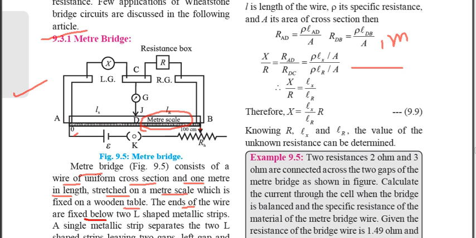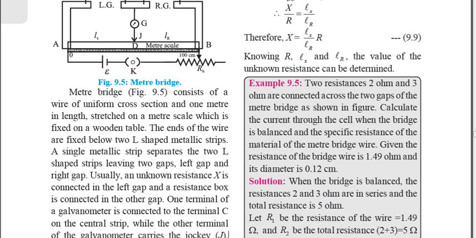So the ends of the wire are fixed below two L-shaped metallic strips. Okay, so that wire will be stretched and fixed below the two L-shaped metallic strips, and then a single metallic strip separates the two L-shaped strips, leaving two gaps. So the single metallic strip separates the two L-shaped strips, and there are two gaps in between. So this is the left gap and the right gap.